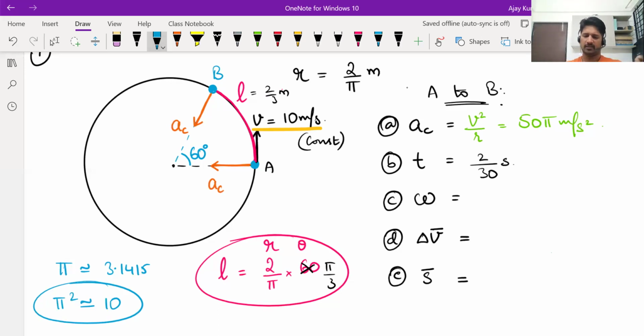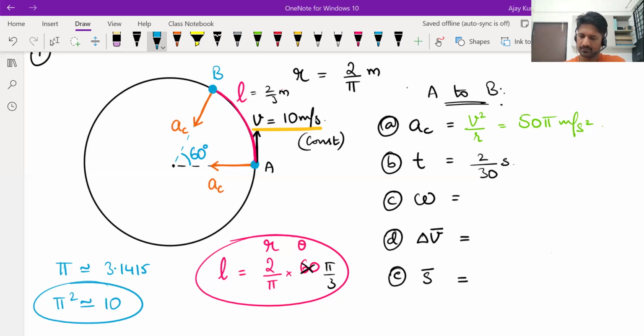Next, omega. Can any of you tell me how to calculate omega? Omega is angular velocity. There are very few things we discussed about angular velocity. One of them should work. Otherwise, I'll not ask you this question.